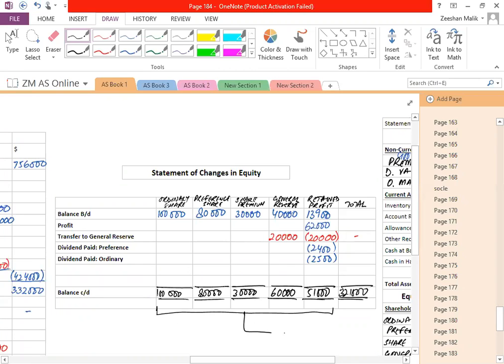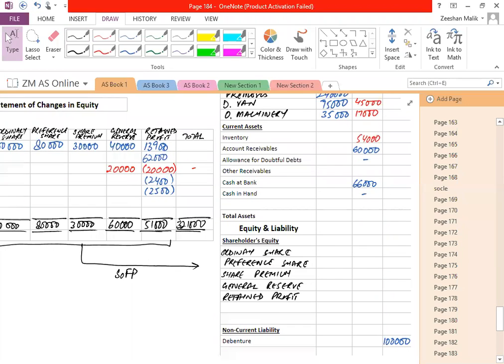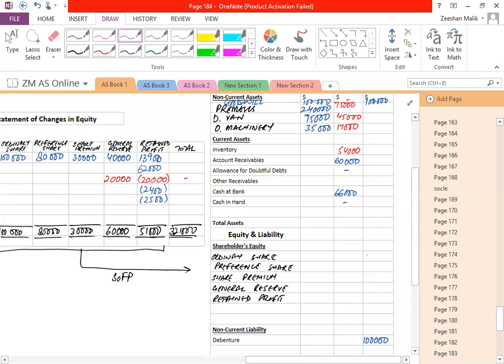All these are to be taken to the statement of financial position in shareholders' equity as they are. The same values are to be put here: 100, 80, 30, 60, 51, and the total sum 321. Kindly use your calculators to verify the values.